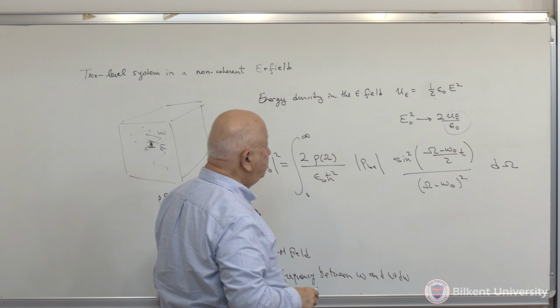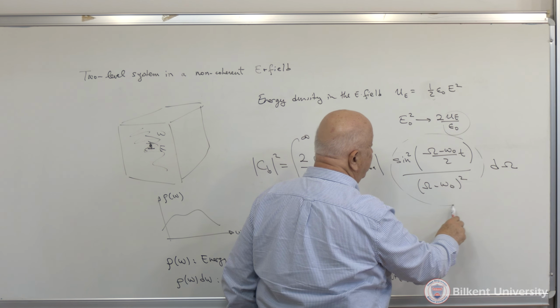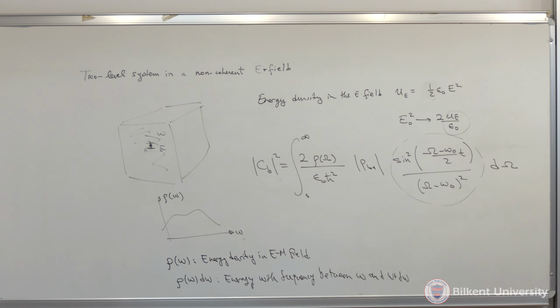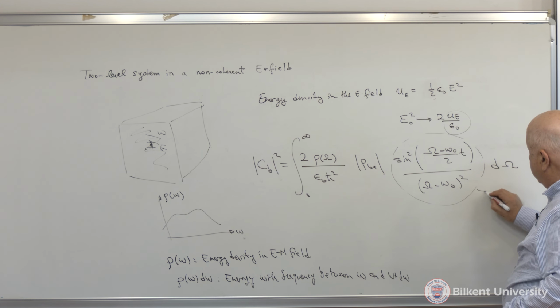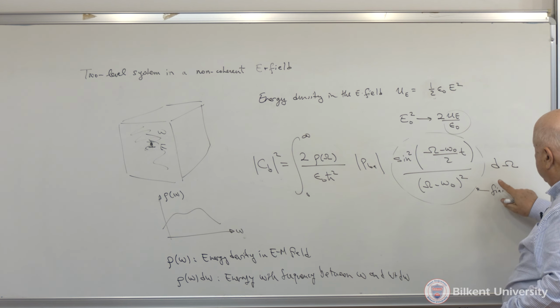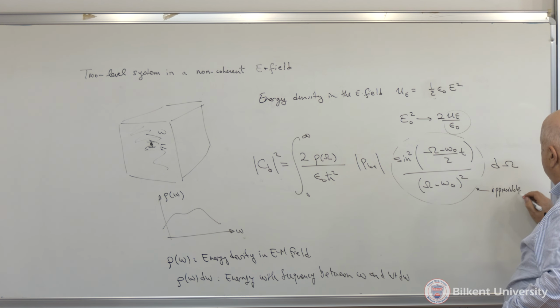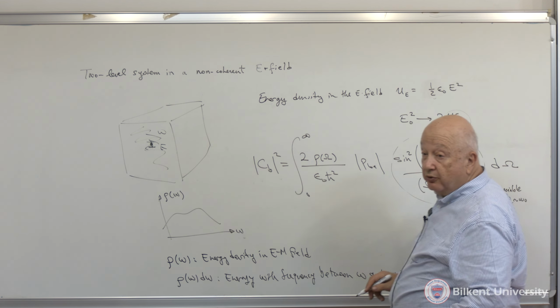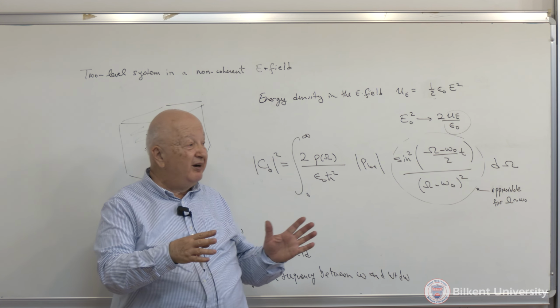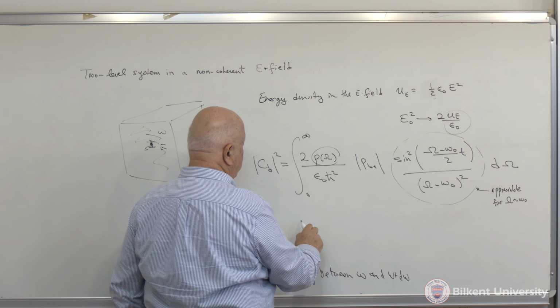Okay, but now remember that this function is very much peaked at omega equal to omega 0. Right? So this function is appreciable for omega around omega 0. So you are not going to get much contribution from anywhere else. So to a very good approximation, I can just move this thing out of the integral.